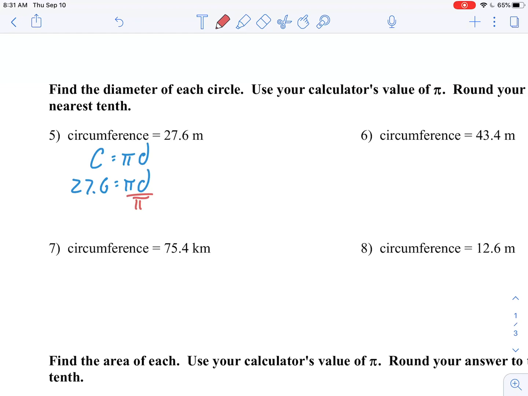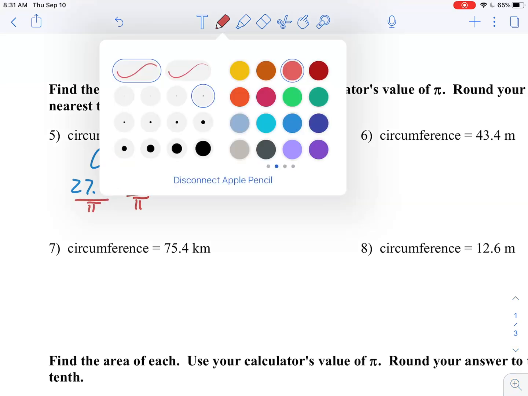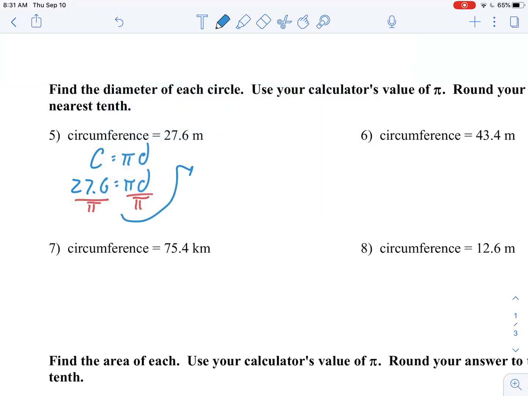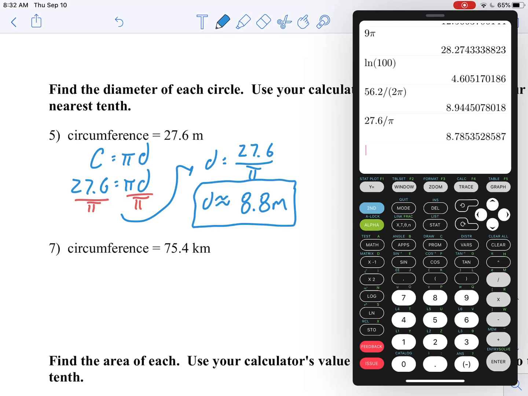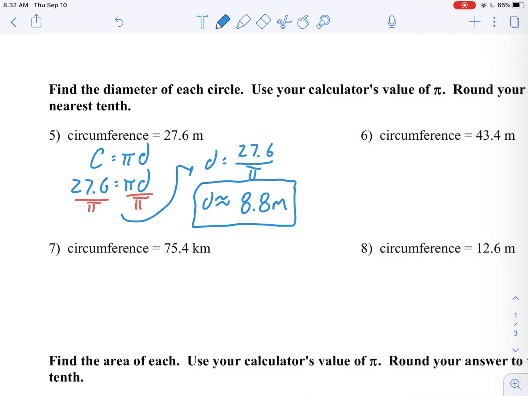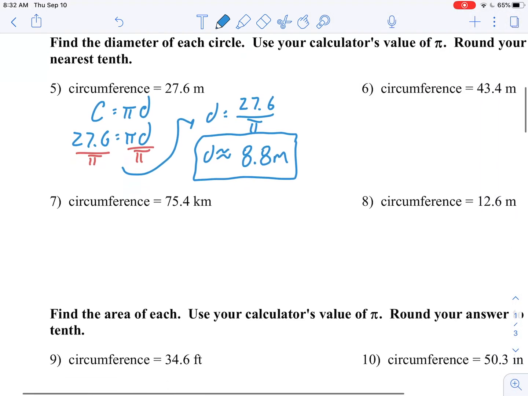So I'm going to divide both sides by pi. So my diameter has a value of 27.6 divided by pi, which if I put it in my calculator, I get 8.8, and that is in meters once again. All right, 2 more examples.